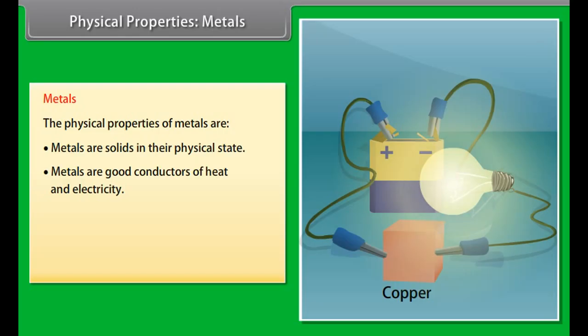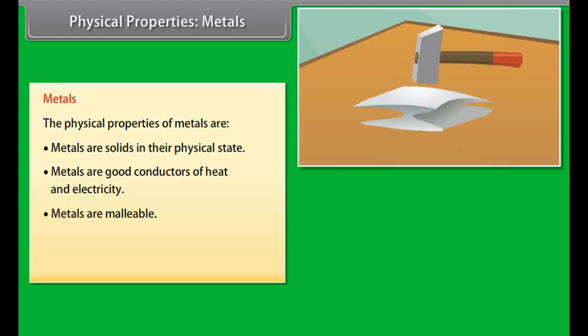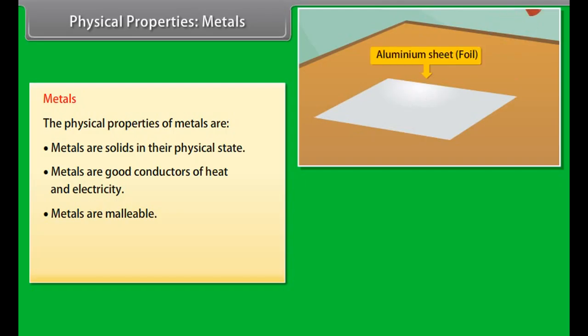Metals are good conductors of electricity as they have free electrons. For example, silver and copper are the best conductors of heat and electricity, whereas lead is the poorest conductor of heat. Malleable. Metals can withstand hammering and be made into thin sheets known as foils.